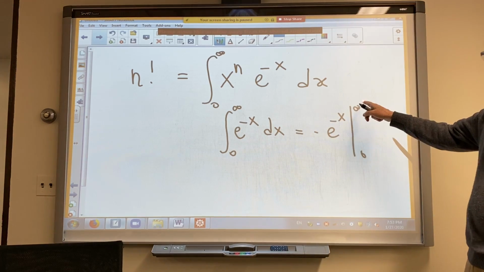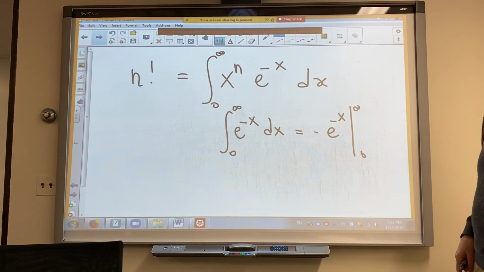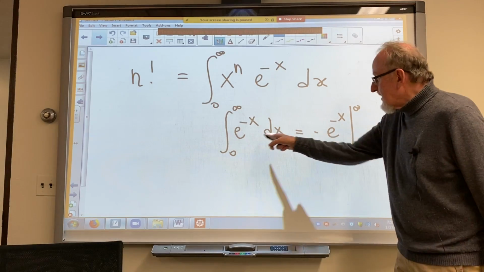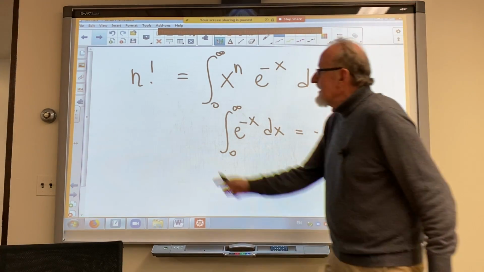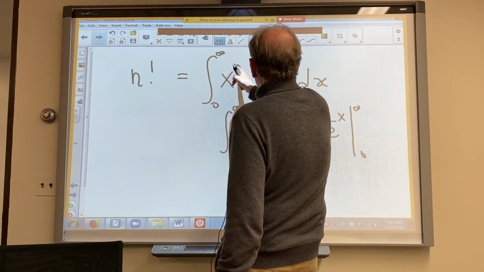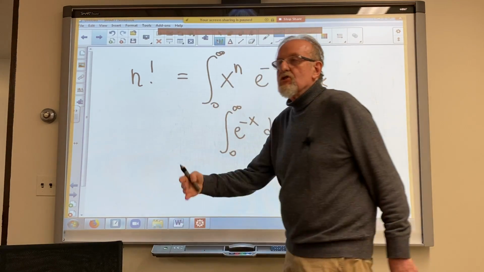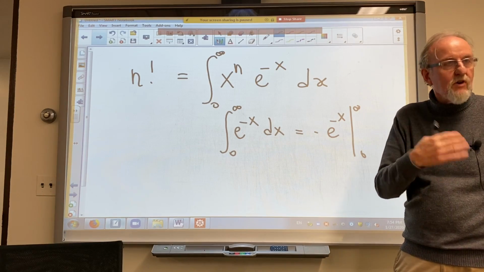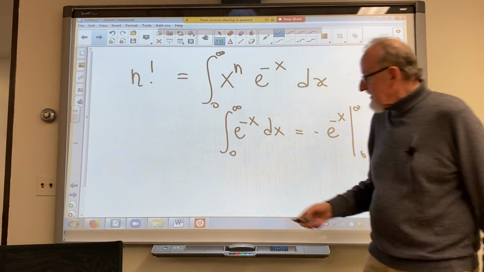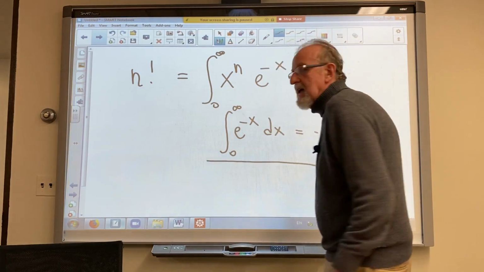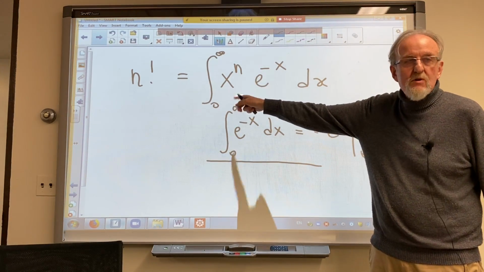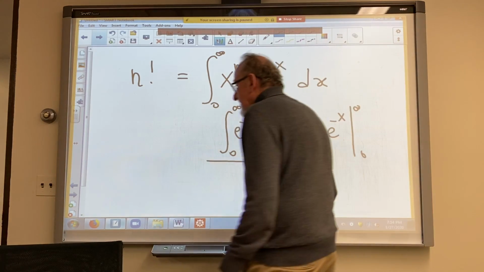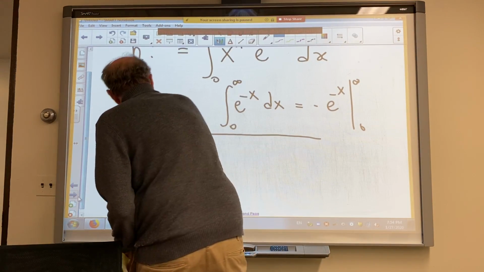And the upper limit is infinity, and the lower limit is 0. So this integral, I hope you know this integral is 1, right? So 0 factorial is the integral of x to the 0 e to the minus x. So now that we know it for 0, the next step is what you do always in induction. You assume that the property is valid for n, and using that you try to prove it for n plus 1.